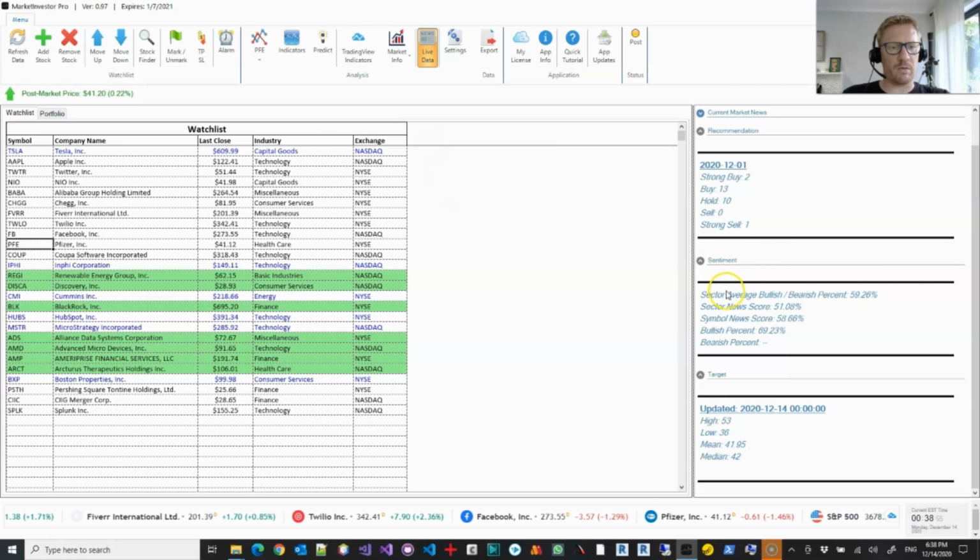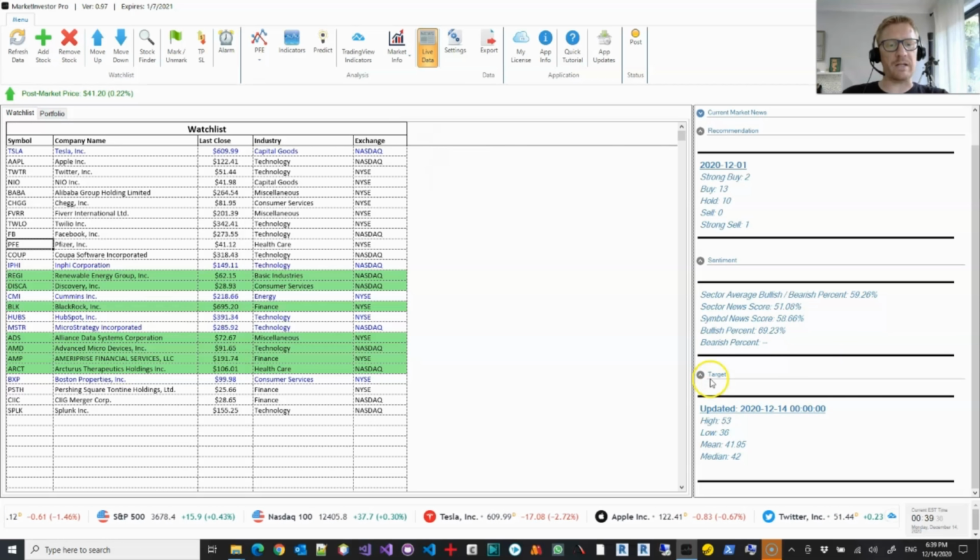Right, so also here we've got the sentiment. The sentiment will tell you what the sector average bullish or bearish percent is. It's more or less 60%, which is quite bullish. The sector news score is a kind of score and sentiment that it calculates based on good or bad news. You'll see that it's 51% for the sector. For the symbol, it's 58%. So it's outperforming the sector, and its bullish percent compared to the 59 is actually 69. And there's no bearish percent, so it's all bullish.